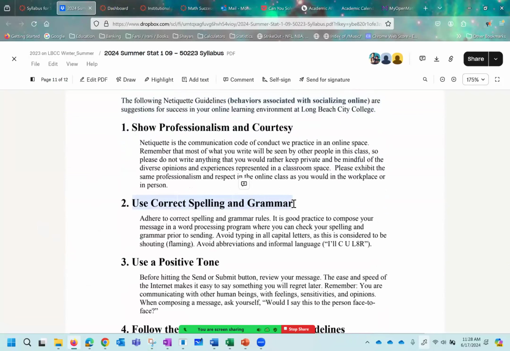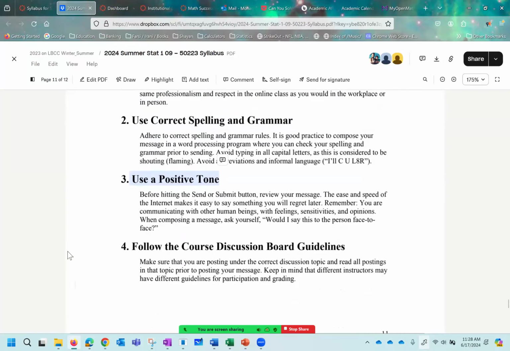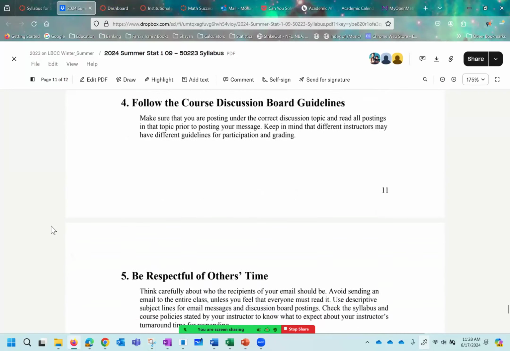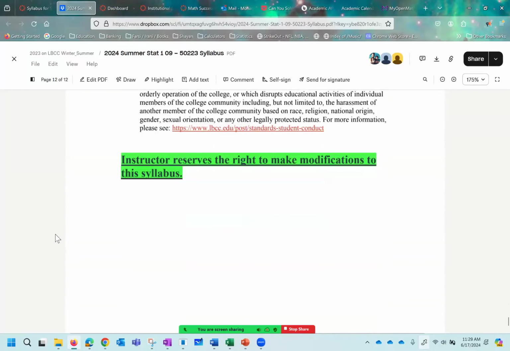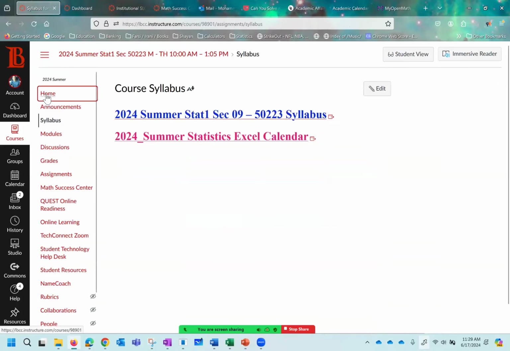When you write an email, make sure you have a subject line, which refers to the course that you are registered in and the section number, and use the correct spelling and grammar, and always use a positive tone. We want to have utmost respect for our fellow students. And then there is more information. So that's the syllabus. Going back to the homepage.